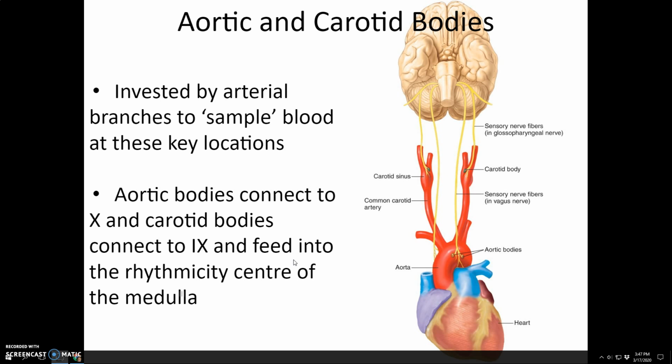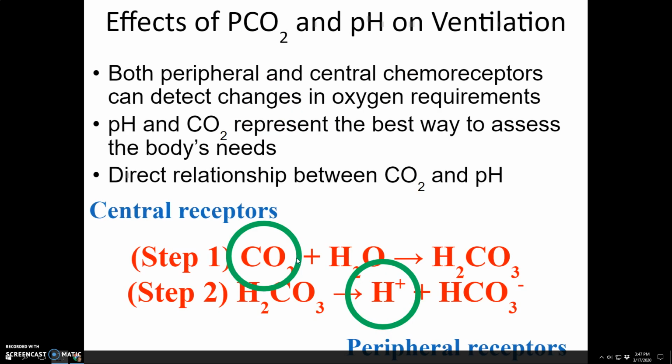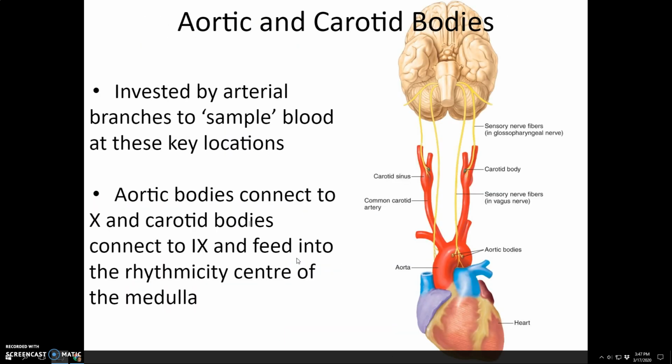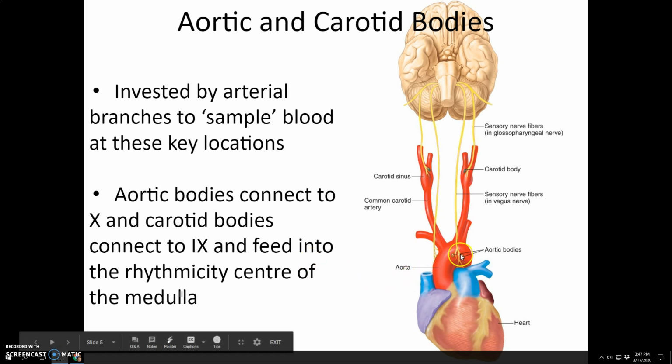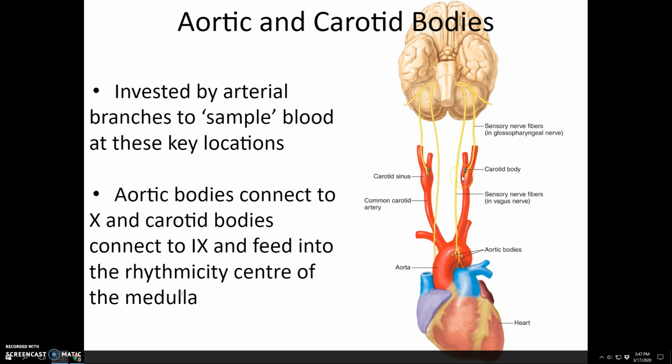Okay, so let's look at first here the peripheral chemoreceptors. I'm sort of a little mixed up in the notes here. So let's look at the peripheral chemoreceptors. So peripheral chemoreceptors, examples of these are the aortic and carotid bodies. Hopefully you remember that the aortic bodies and the carotid bodies also have baroreceptor cells in them. So these areas can detect changes in blood pressure. They're also used to detect changes in blood gases.